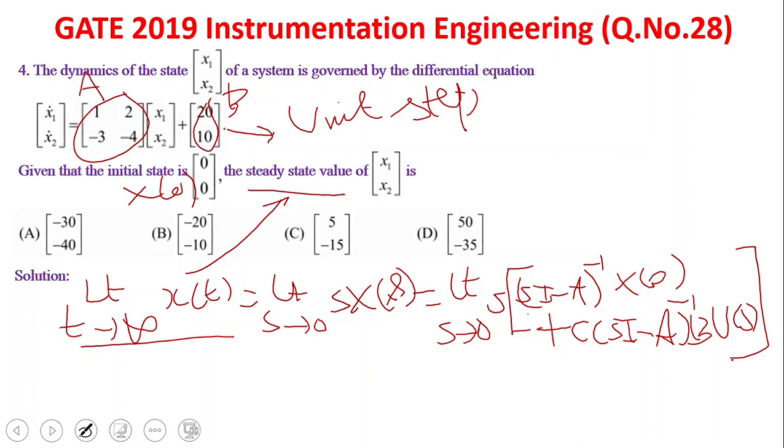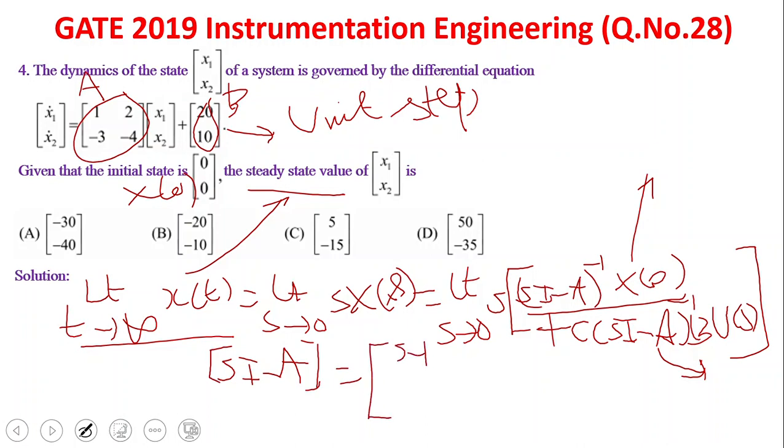So this term is due to initial condition and this term is due to input, right? So there are two terms. Anyway, we need (sI minus A) inverse, then C into (sI minus A) inverse into B. That's all. Then you have to multiply with s. So we can find out sI minus A first.